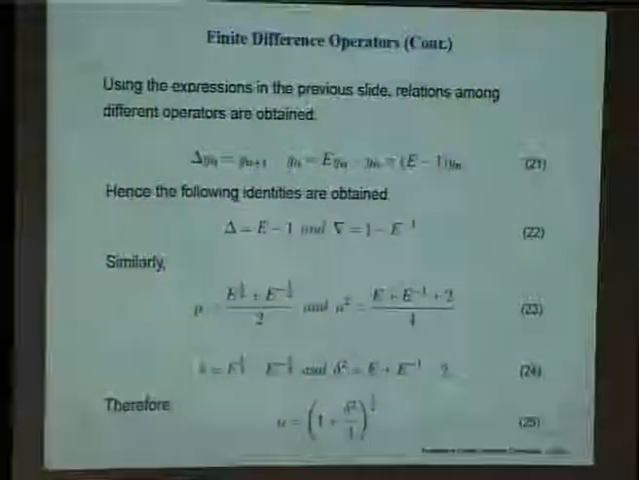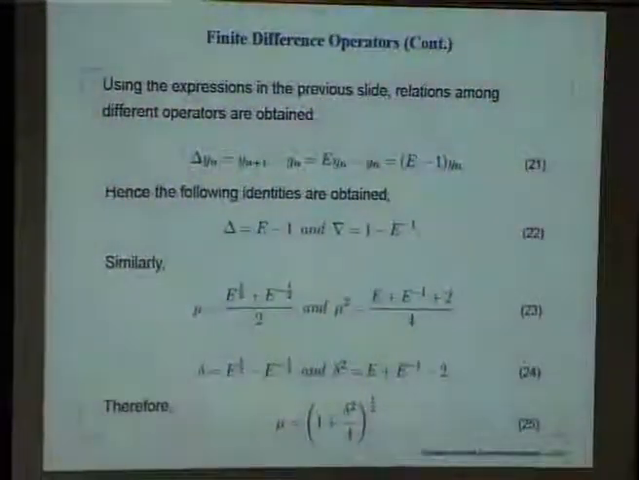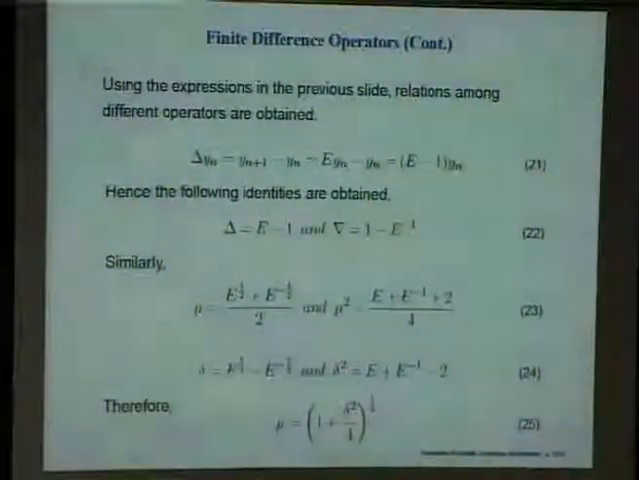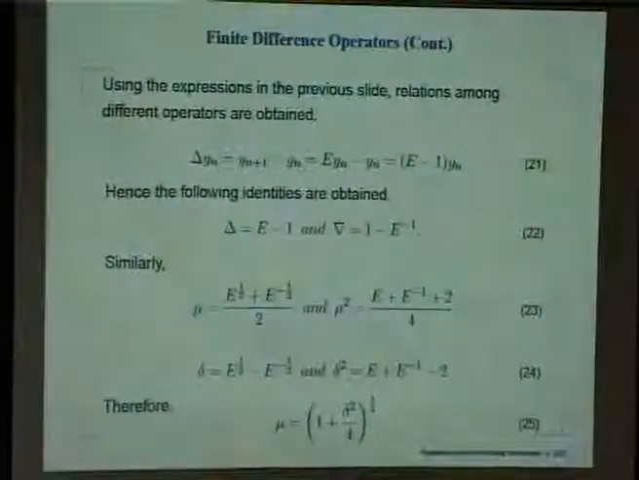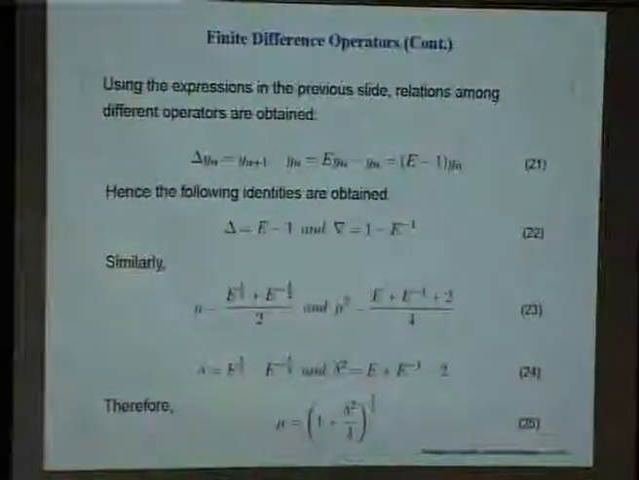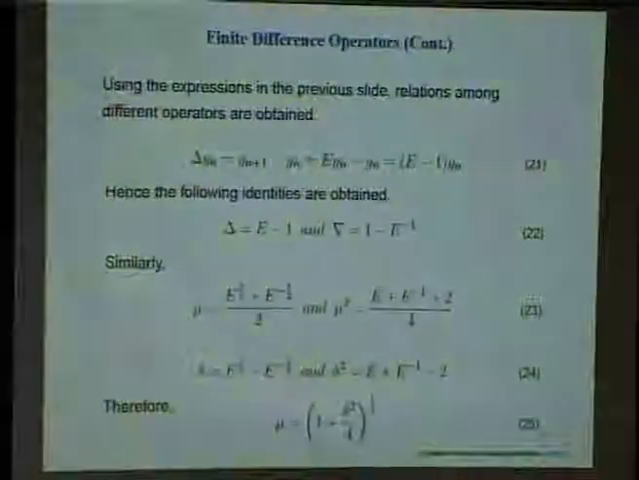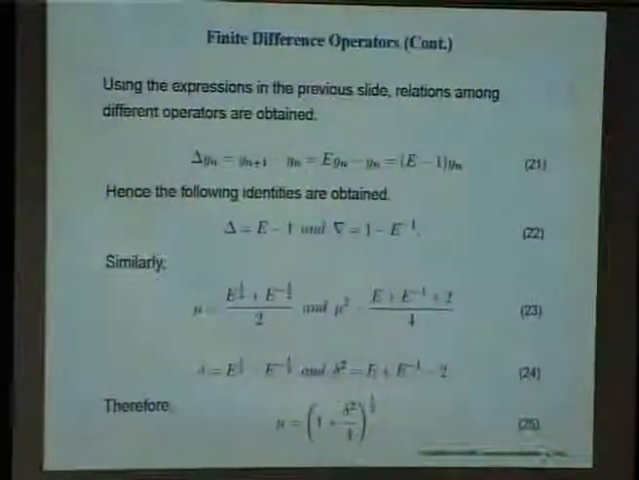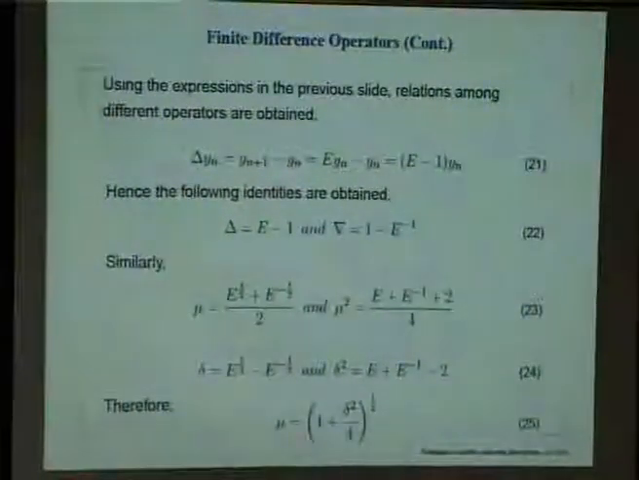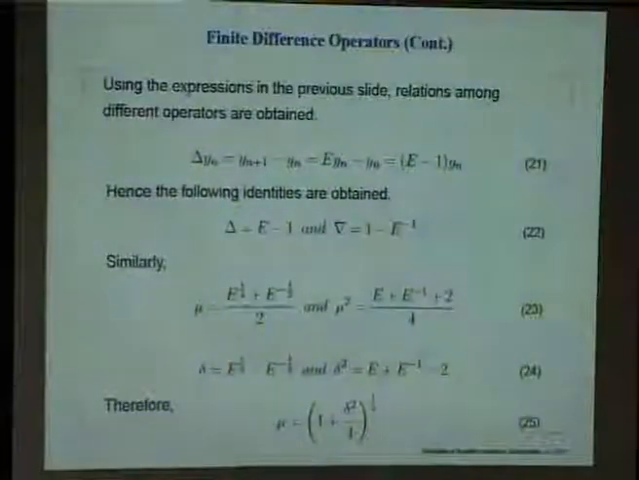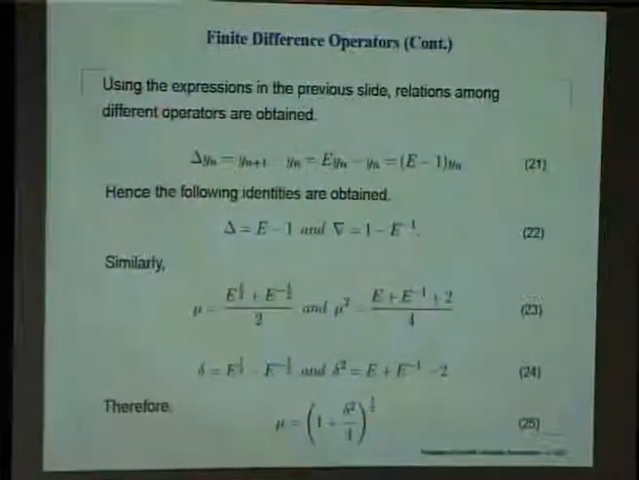Now, mu was the average, where you have taken the point shifted half to the right and half to the left. So, shifting half would be equivalent to e to the power half, and shifting half a point to the left would be e to the power minus half. So, that is your mu operator related to the shift operator. So, you can square it, and this is what you are going to get.